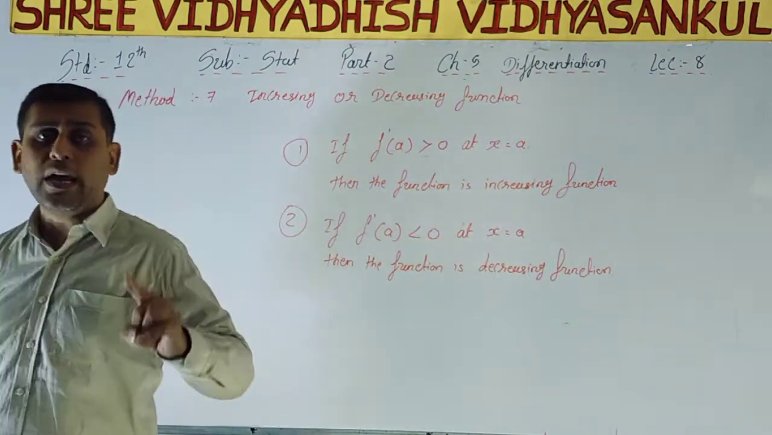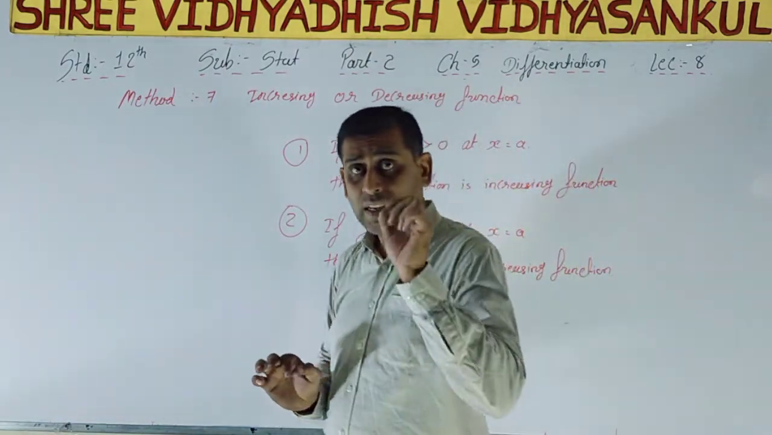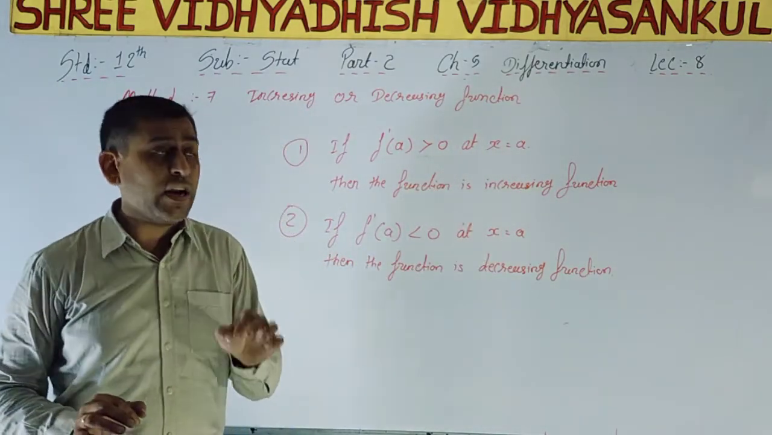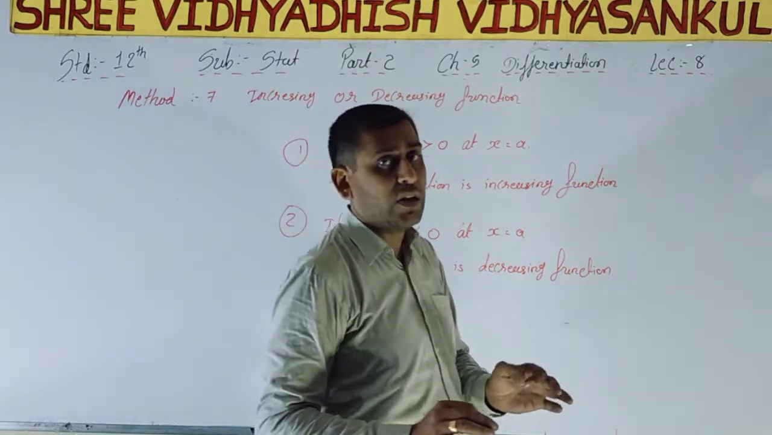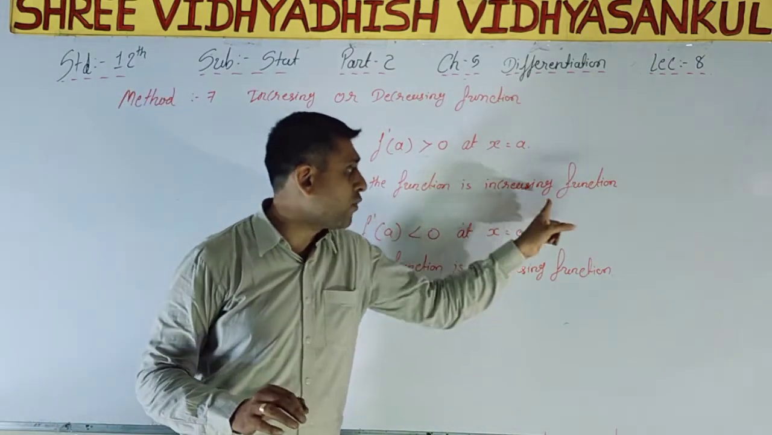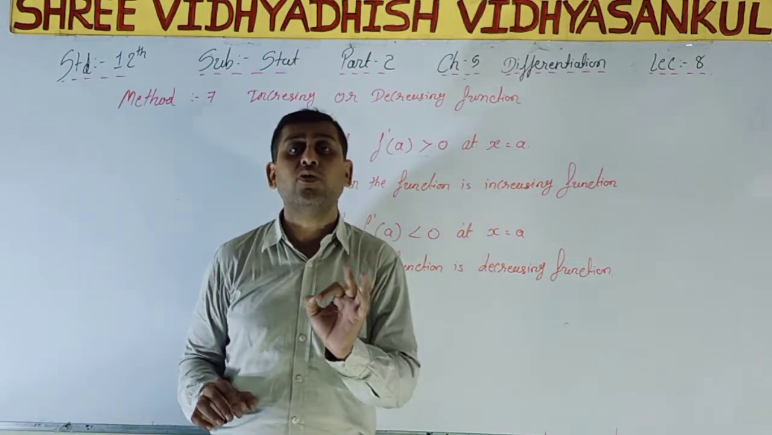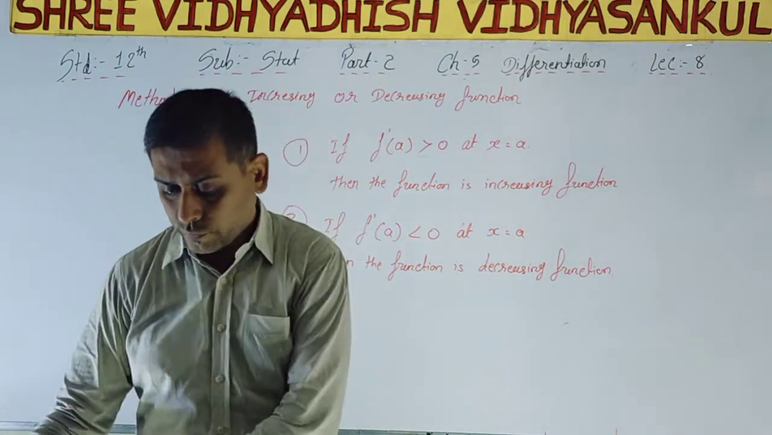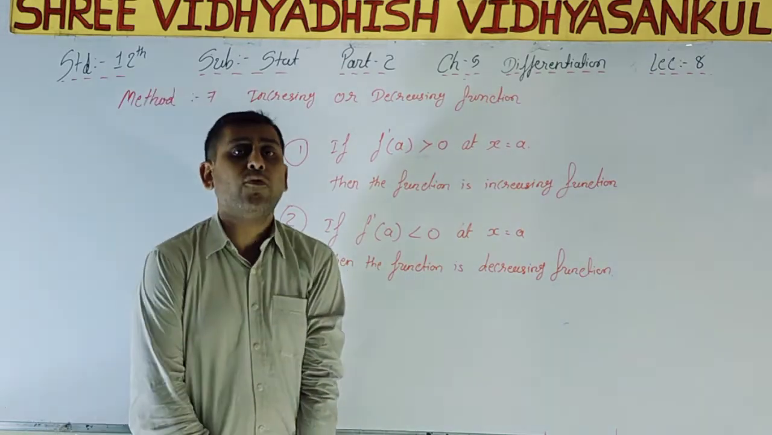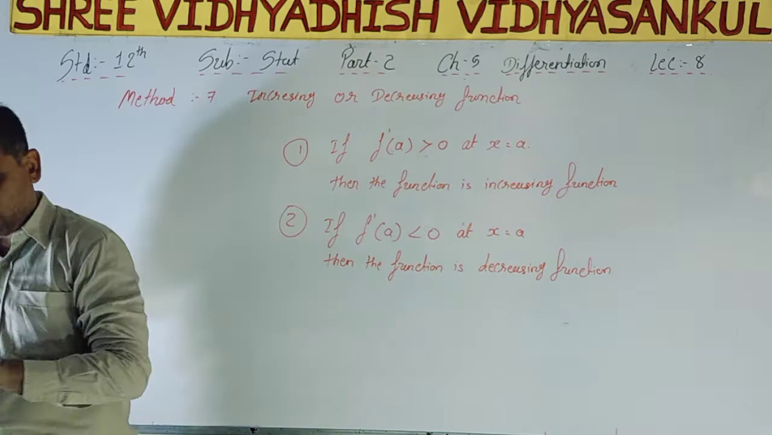The function is given. From that we first have to find out the first derivative, the first differentiation, then put the value x is equal to a, and find the final value of the first derivative. If that is positive, then it is an increasing function, and if that value is negative, then it is a decreasing function. This is the main theory of increasing and decreasing functions, and from this we have to show the example of increasing or decreasing function.